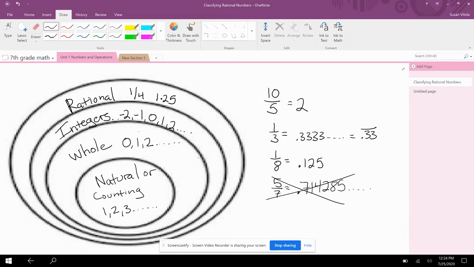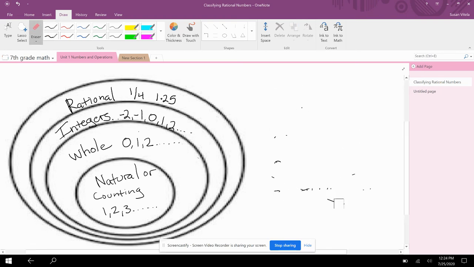Now, another unusual number that you might see is going to be, let me go ahead and erase some of this, is going to be a percent. So if I have a percent, like 15%, and you change that to a decimal, it is a rational number. So just keep that in mind, that if you see a percent, it is probably still a rational number.